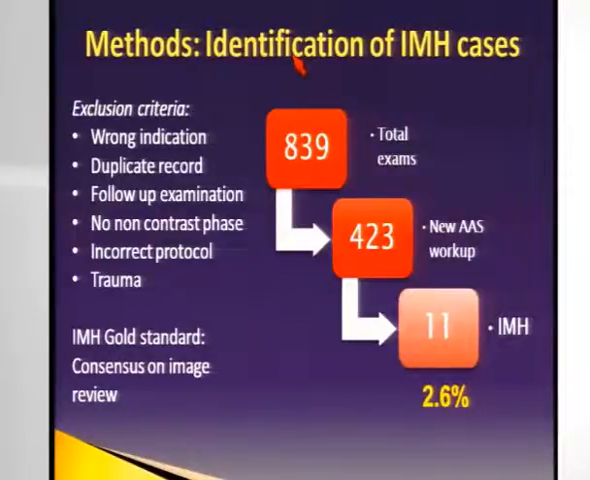And from this, we detected 11 actual intramural hematomas, which was a prevalence of 2.6%. And that's distinct from the thrombosed dissections, as I said. And our gold standard was consensus on image review between radiologists.